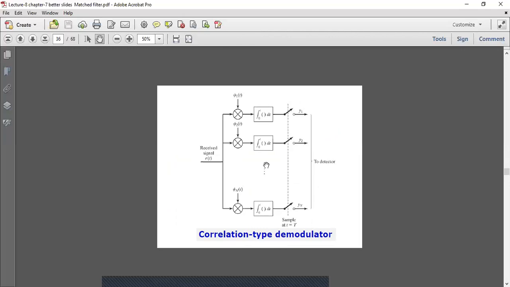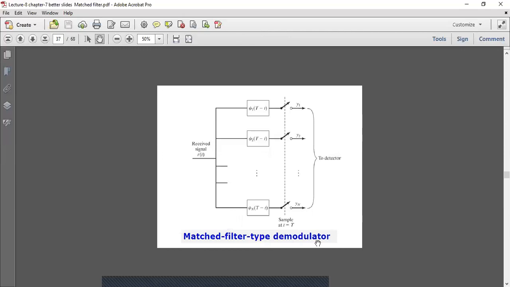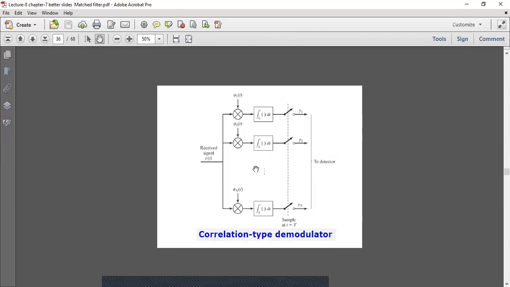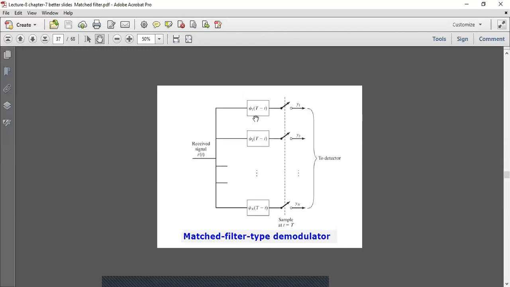In this case, we have an n-dimensional signal, phi 1, phi 2 up to phi n. Then we have n integrators and sampling. So this is the general form of the correlation type demodulator. Then we have the matched filter type demodulator. Instead of using these expensive cross correlators and integrators, we are just changing these two blocks by a simple matched filter. So this is a very simple type of demodulator.